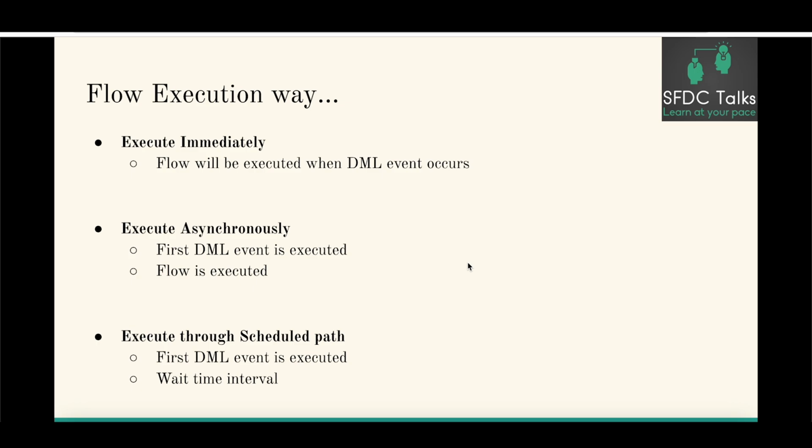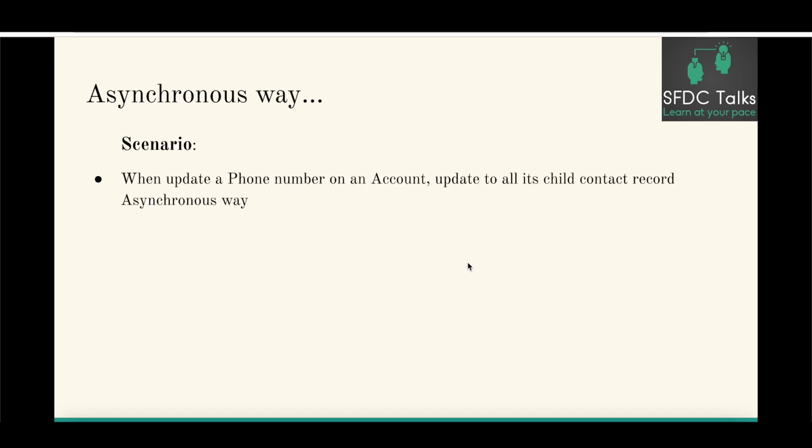Similarly, executing through a scheduled path works in a similar way, where first the DML event is executed in a separate transaction and there's a time gap based on the time that is scheduled. The flow will not get executed until the time is reached. Once the time is reached, the flow gets executed in a different transaction. So in this scenario also, the governor limits are separate for the DML related events and the flow. Now, let's see what scenario is useful for the asynchronous way.